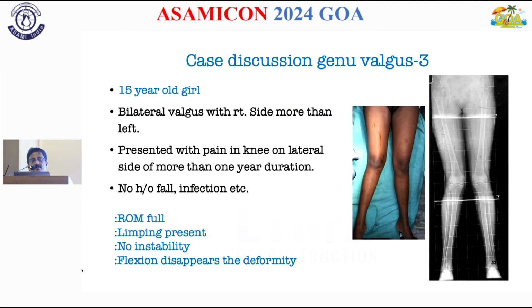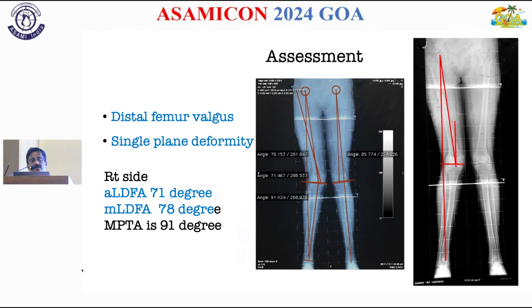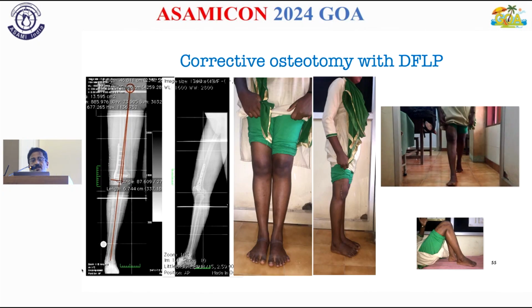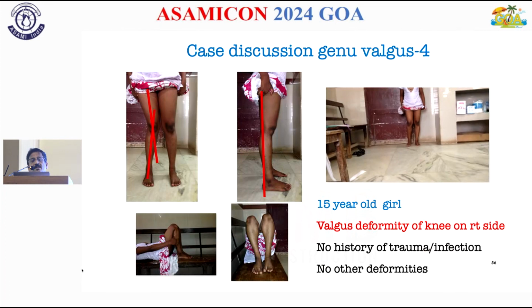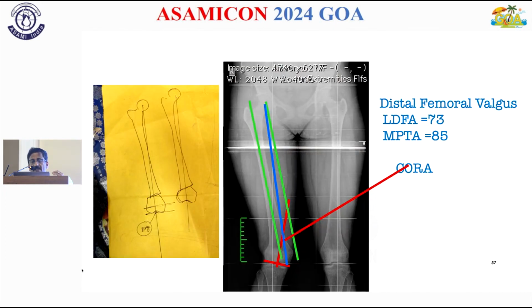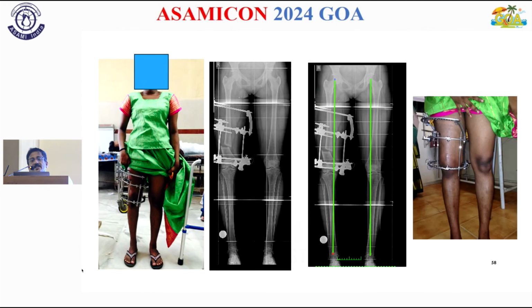Another girl, also 15 years old, with a valgus, and these are her X-rays, and LDFA was 71 and MPTA was 91. So the deformity was in the distal femur, and this was corrected with a plate. And another girl, valgus deformity, and this is the mechanical axis planning. Distal LDFA was 73 and MPTA was 85. And this girl was treated with the Elizarov.